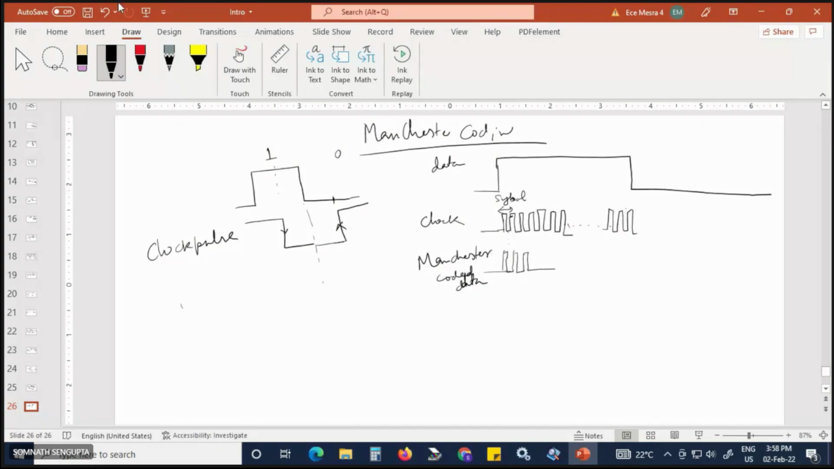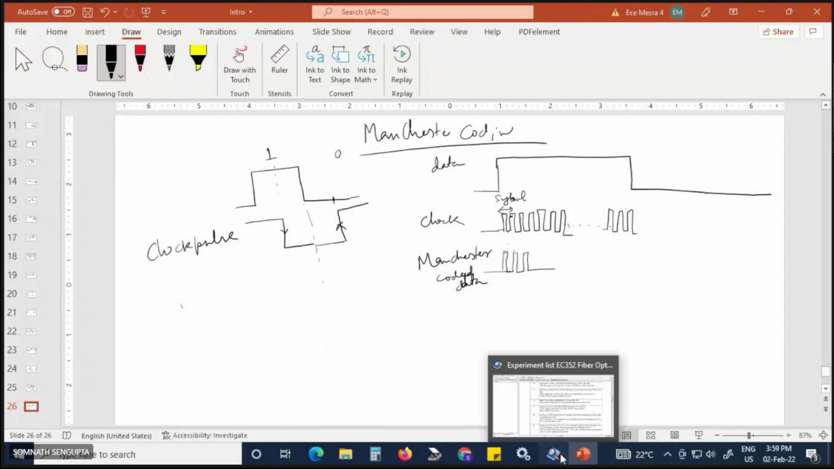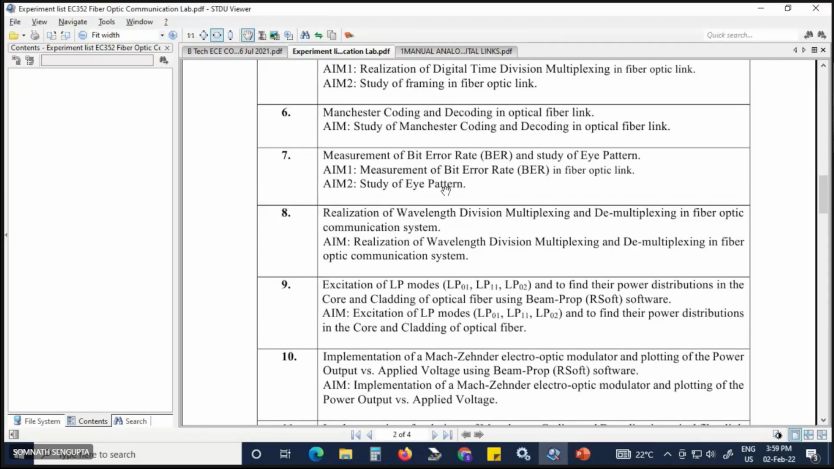So we'll show the waveform, how they work, how they get transmitted. There are some advantages and disadvantages. The next experiment will be bit error rate.